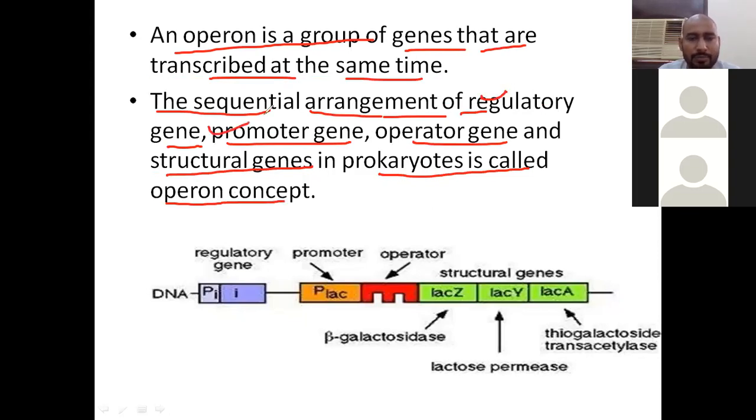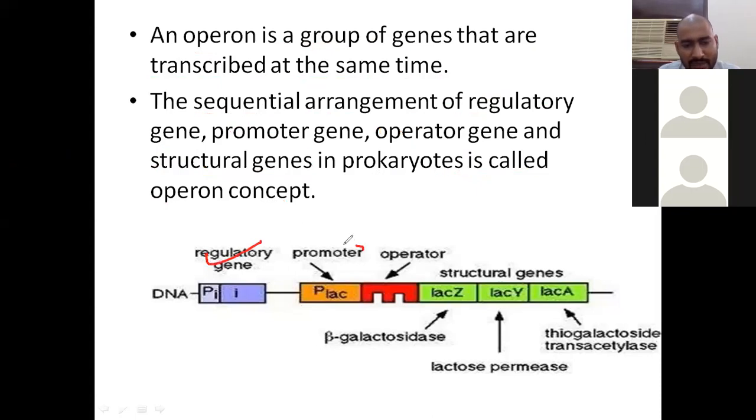So how many genes do they have? Regulatory, promoter, operator, and structural. How will we learn this? RPOS: regulator, promoter, operator, structural. This is the sequence of genes. R stands for regulatory, P for promoter, O for operator, and the structural gene has three parts.